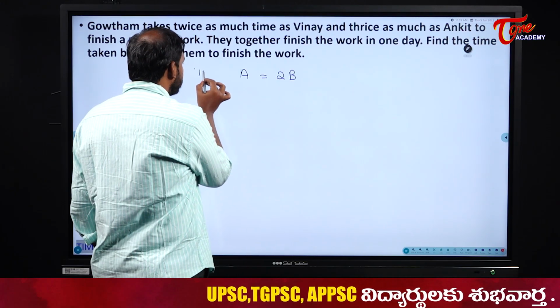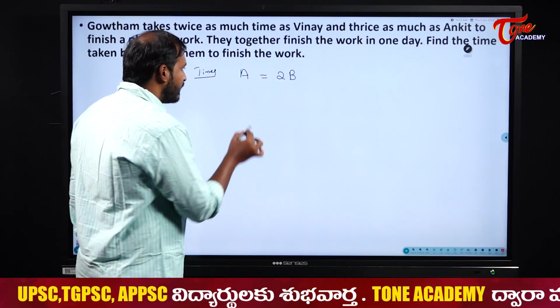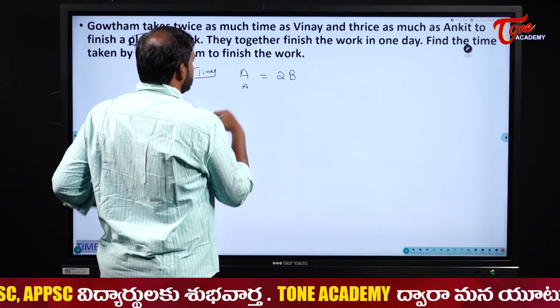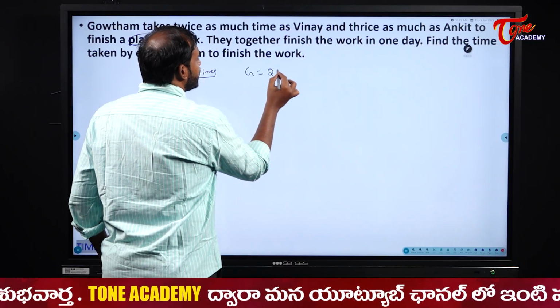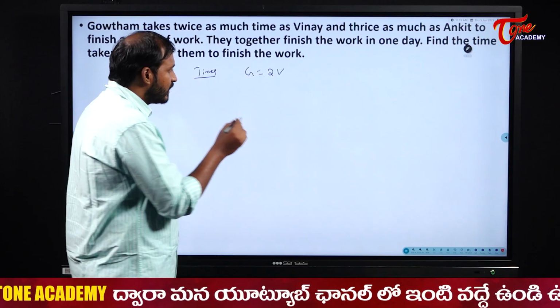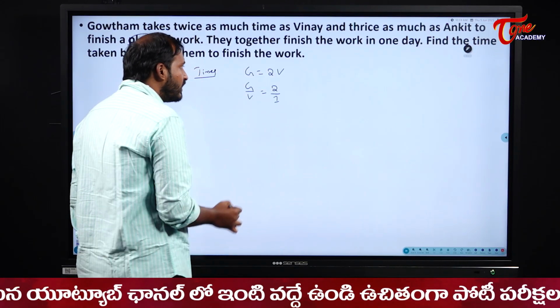These are our times. We know that time and efficiency are inversely proportional. Gautam takes twice the time taken by Vinay. So that means Gautam by Vinay will become 2 by 1. This is what? Times ratio.